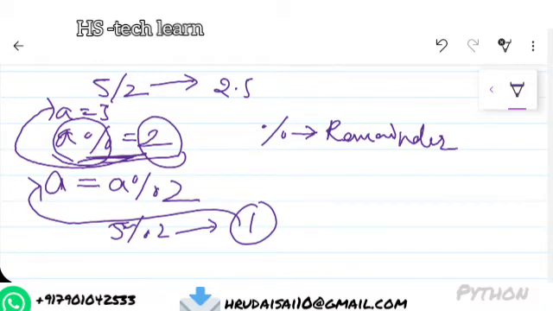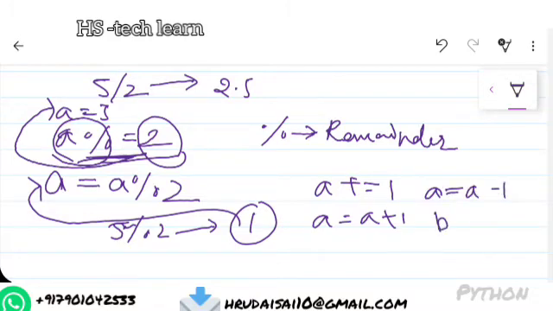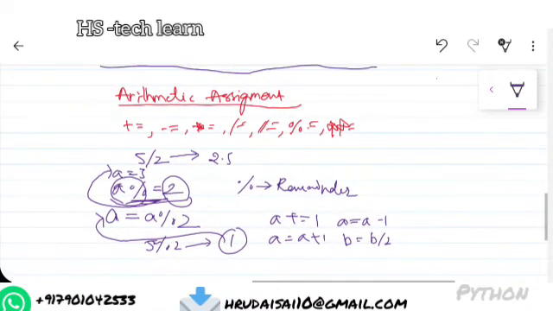Like this we go with A plus equals 1, meaning A equals A plus 1, A minus equals 1, meaning A equals A minus 1, B equals B by 2. Like that all the arithmetic assignment operators are used.